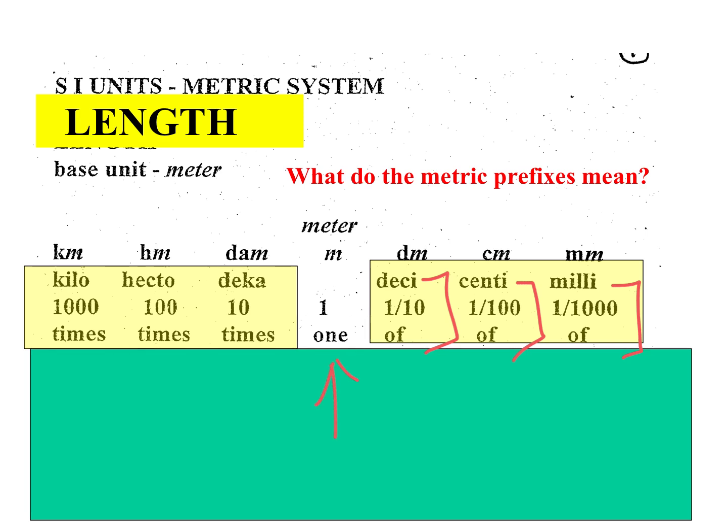So a decimeter is 1/10 of a meter. A centimeter is 1/100th, sorry, of a meter. A millimeter is 1/1000th of a meter. And then with our larger units, deca means 10 times that meter. Hecto means 100 times that meter. And kilo, by definition, means 1,000 times that meter.